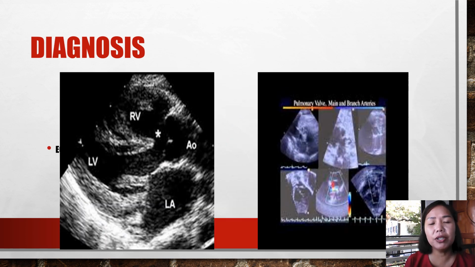2D echo establishes the diagnosis. This slide shows how it looks like in the 2D echo. Picture the image on your left side with the heart's apex at 9 o'clock position. Here you will see overriding of the aorta and a large ventricular septal defect. The pulmonary artery is not seen in this image.